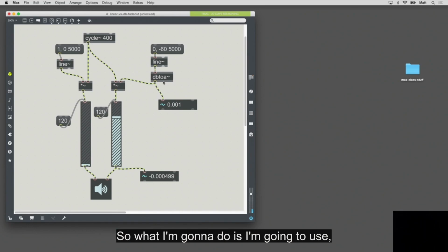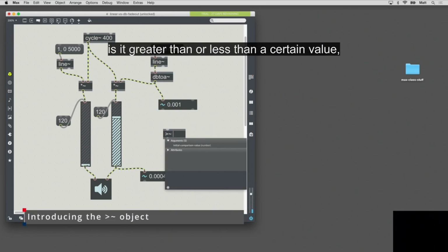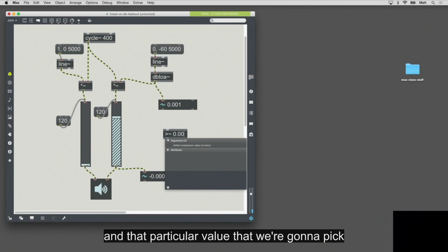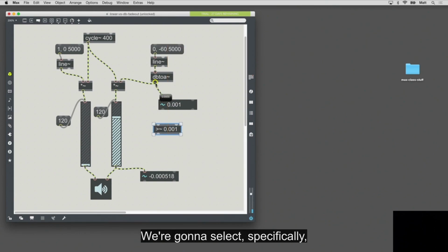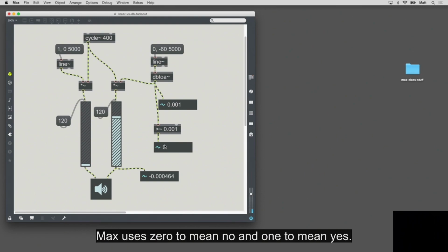So what I'm going to do is I'm going to introduce a new object. This is the comparison operator for signals. So sample by sample, it's going to say, is it greater than or less than a certain value? And that particular value that we're going to pick is our minus 60 dB point. So we're going to select specifically, are we above minus 60 dB or not? And so here's another single number box, and it's saying 0. No, we're not above 0.001. But if I start this ramp again, you see that until we get to there, we are above 0.001. Max uses 0 to mean no and 1 to mean yes.